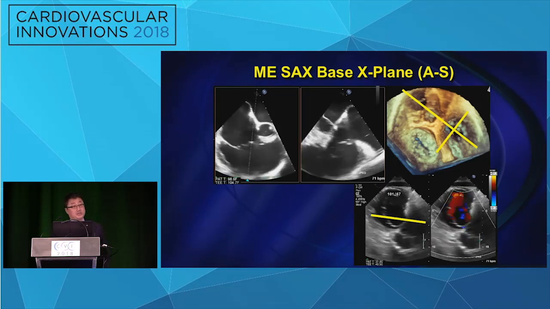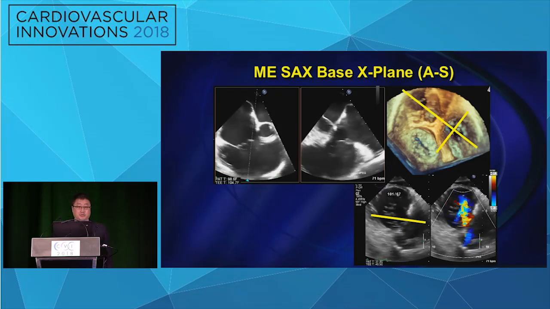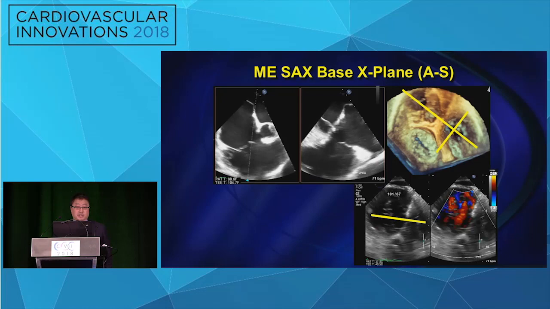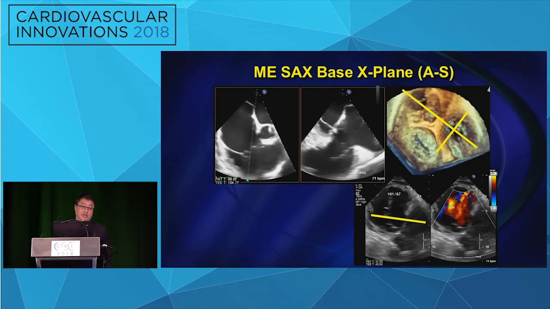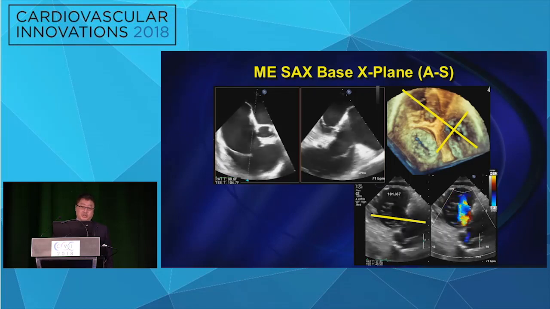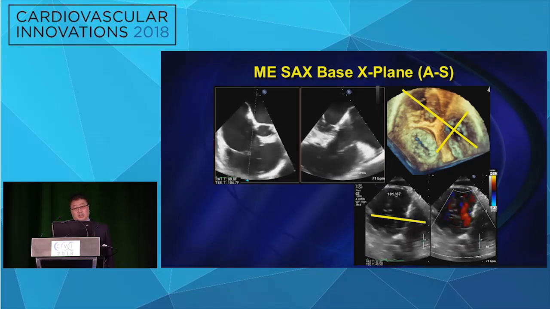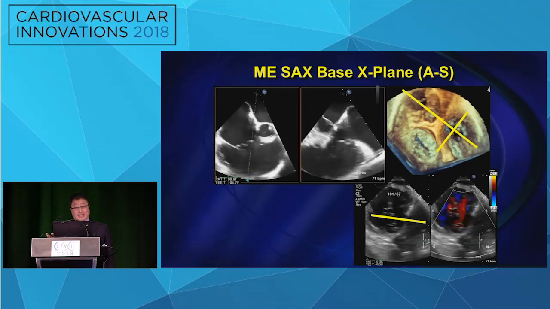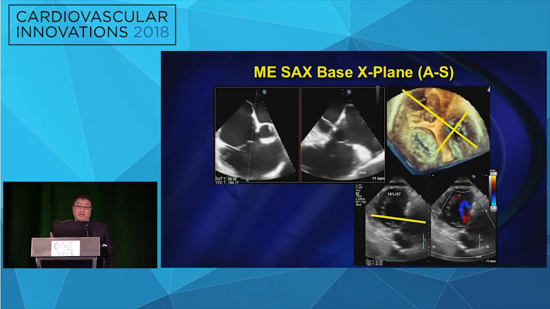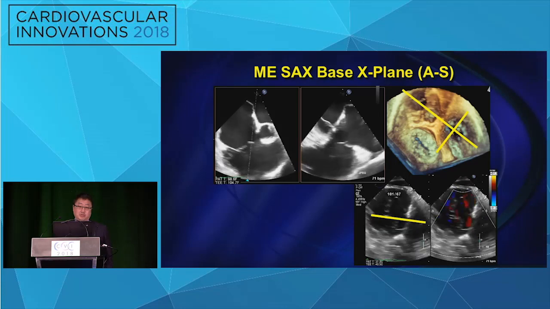So the short axis view is very important, and if you use X-plane, it's kind of like when you do MitraClip with commissural and grasping views. If you put your X-plane cursor closer to the aortic valve, then in your orthogonal view you should get the septal and anterior leaflets. And if you move more laterally, you should get the septal and posterior leaflets.